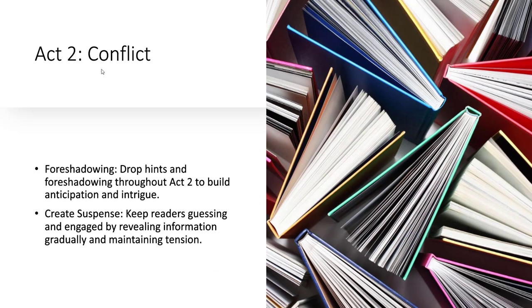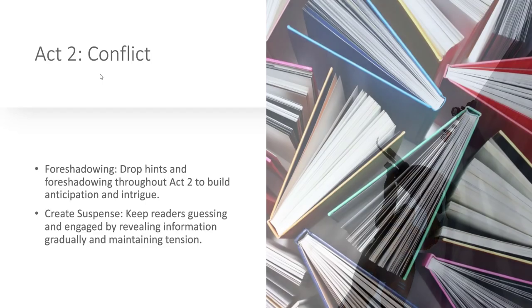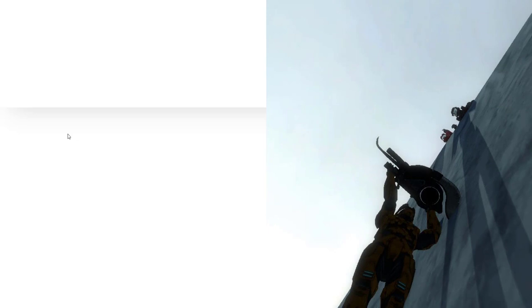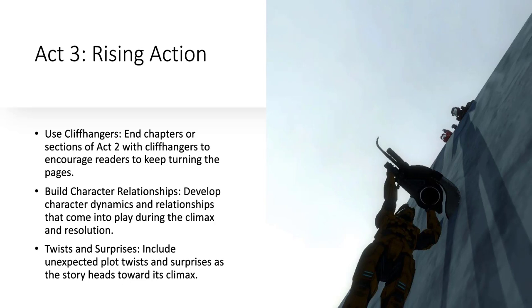And so here, we're still in rising action. And so here you have foreshadowing. You drop hints and foreshadowing throughout Act 2 to build anticipation and intrigue. You create suspense. You keep readers guessing and engaged by revealing information and gradually maintaining tension. So here you're going into rising action, so that here's the story getting more and more exciting.